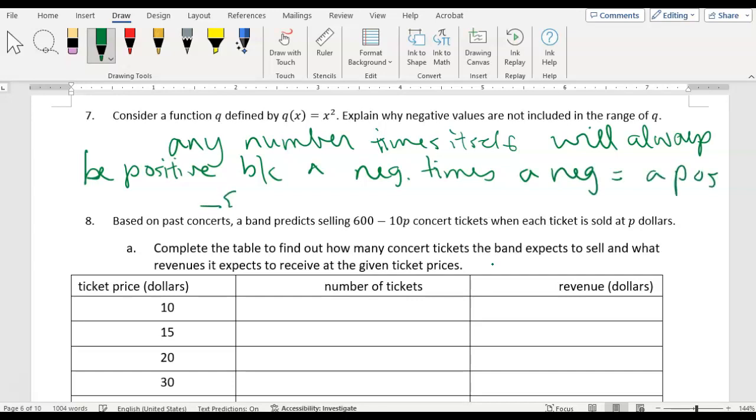So as an example, we had negative 5 squared, right? And this would be the same as negative 5 times negative 5, which is going to be positive 25. So this will always have positive values, and you will see on the graph it will look like that, right? That graph is never going to curve downward.